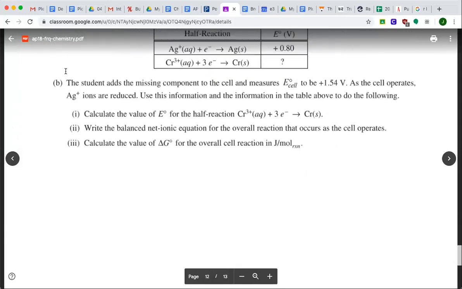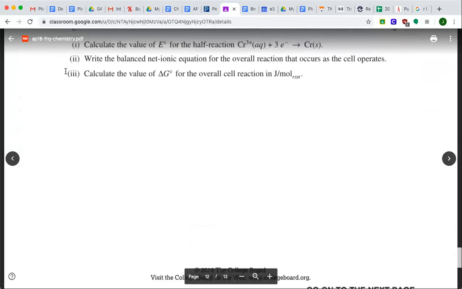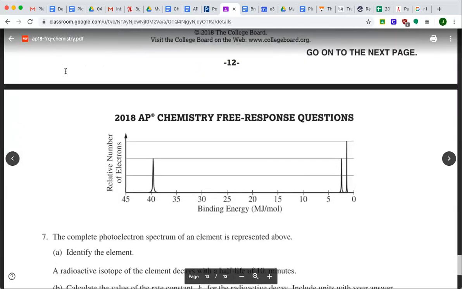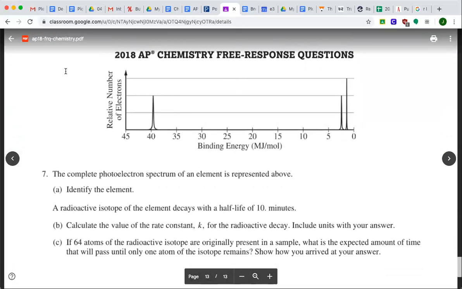And this is a lot of like special, I think a lot of this really gets to delta G, which is not covered on this year's AP test. Okay, so that's gone. Let's take a look at number 7 here. It looks like they were really pretty fond of these binding energy questions. So relative number of electrons, binding energy.